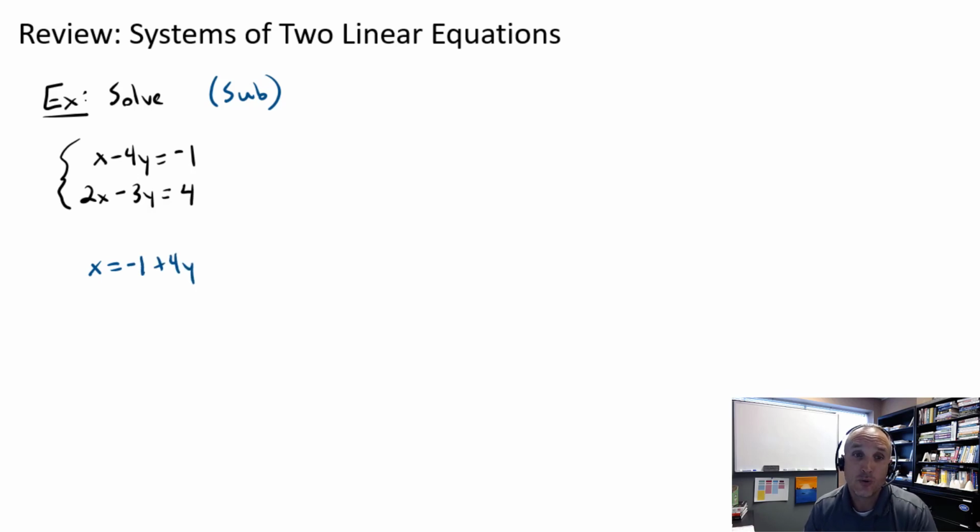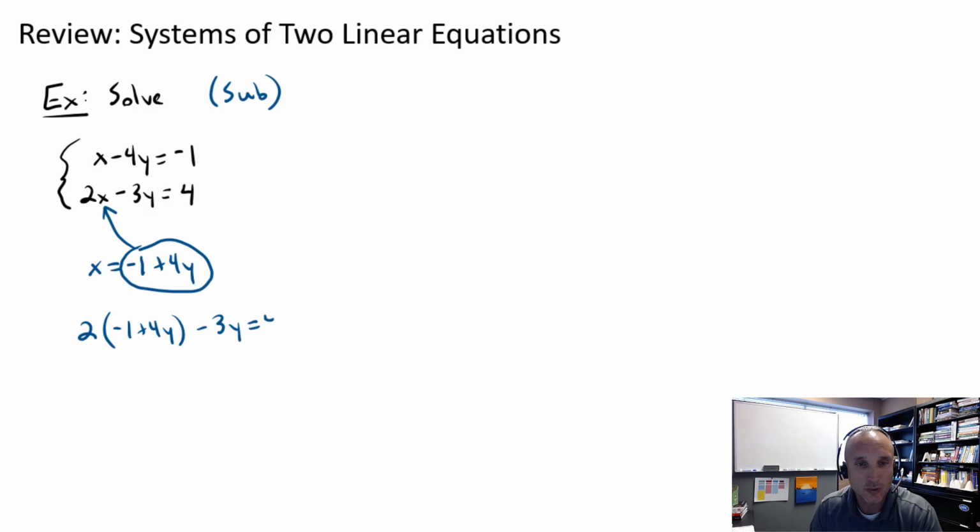And then once you know what x is in row 1, you can substitute that x into the other equation, row 2, for x. So when you solve for one variable, you need to substitute it into the other equation. So when I do that, I get 2 times x, which is -1 plus 4y, minus 3y equals 4. And now you can see we've got one variable in this equation, and we can solve for it.